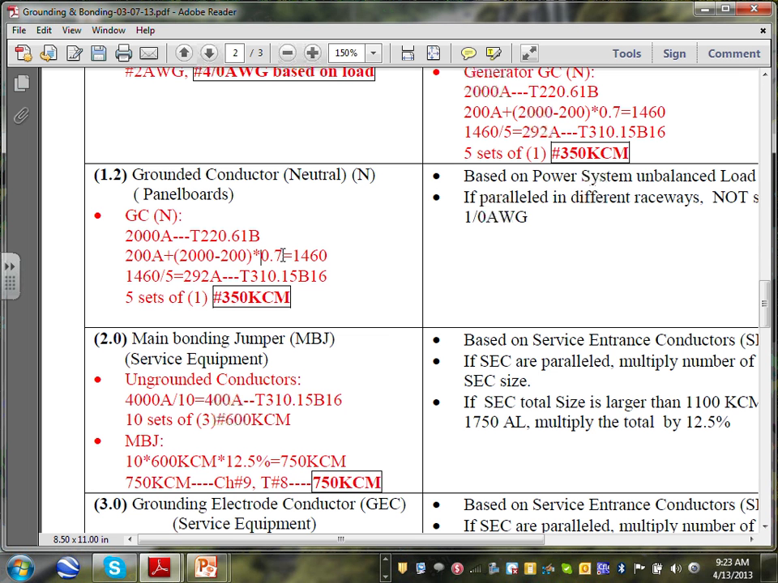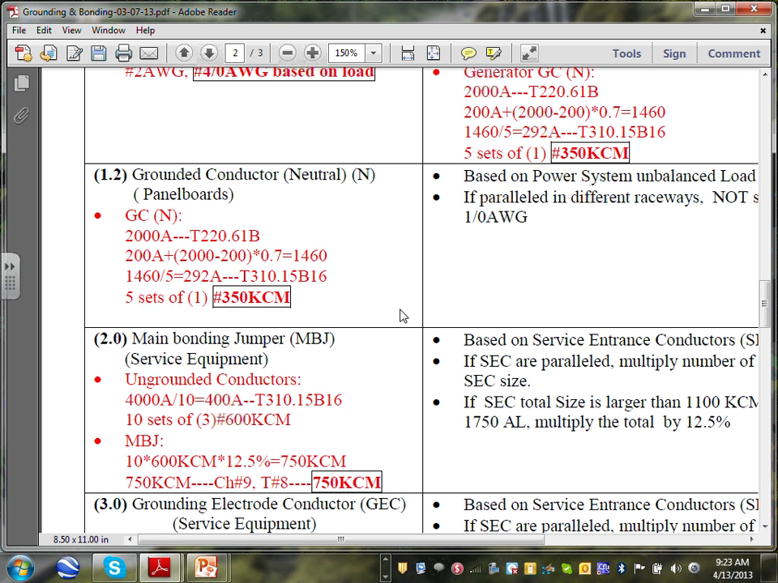Remind you, if you have the unbalanced load, it might give you, and it will give you, a much smaller size than this. So that'll give you 1460 divided by 5, because I decided for the feeders I want to parallel 5 sets, which gives you 292, and when you go to 310.15(B)(16), it'll get you 5 sets of 350 kcmil. So that's how you size the neutral at the second panel.